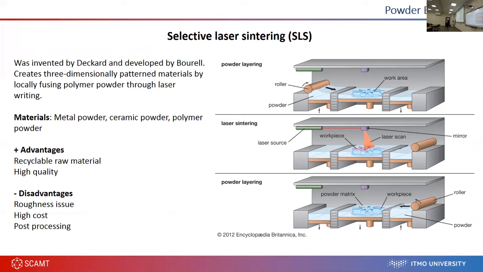We use local fusion by direct laser writing generally. So the laser writes the cross section of a layer, and in the local places the powder is fused. So of course the advantage of this method is higher quality than for the binder jetting. Unfortunately, it's still quite rough. It's also a high cost method, and requires some post processing.